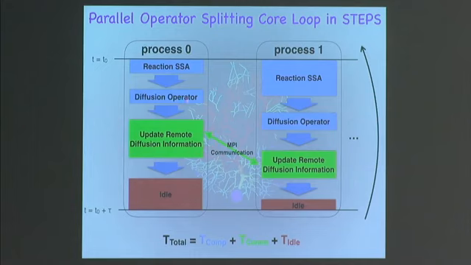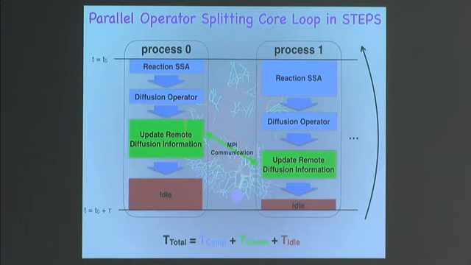Then we apply the diffusion operator. Then you need to have this MPI communication phase, which communicates the diffusion-caused changes in molecule numbers across different nodes in the simulation. And then potentially you need to wait sometimes till this is all finished, and during that time this process might not be doing anything.